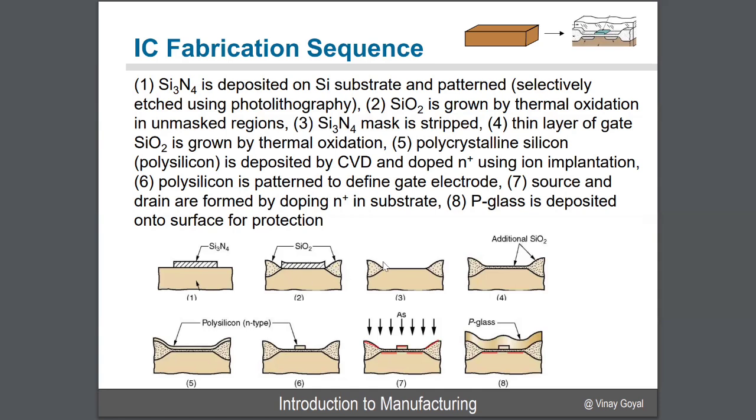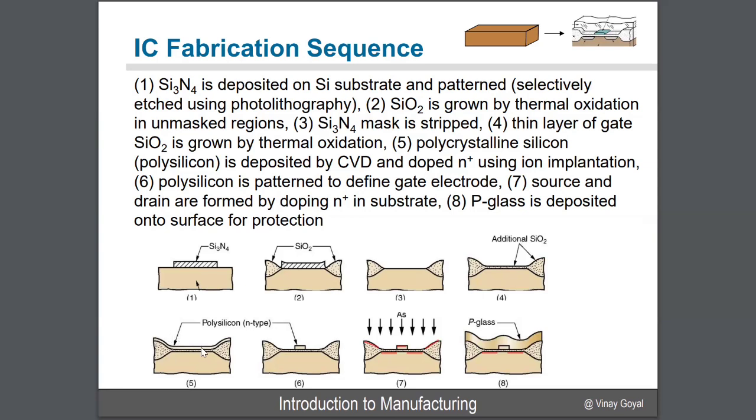In number three, we remove the mask that was there, which is this Si3N4 material, put in there as a pattern that we can remove. Then we will grow an additional amount of silicon oxide by thermal oxidation, a little more to add that extra layer. And then we go into polycrystalline silicon that's deposited by the chemical vapor deposition process, and we'll dope this with N plus ion implantation.